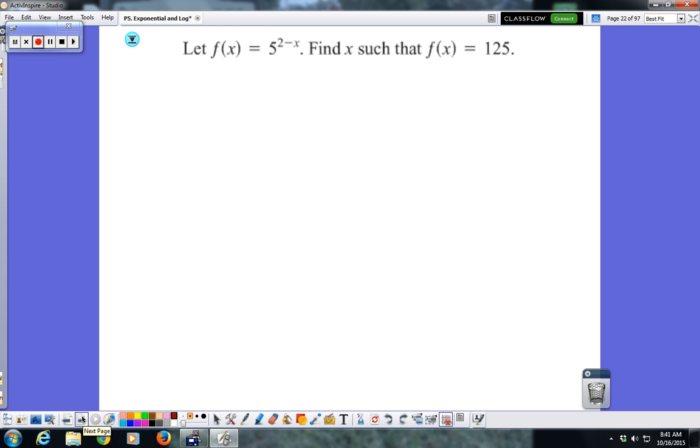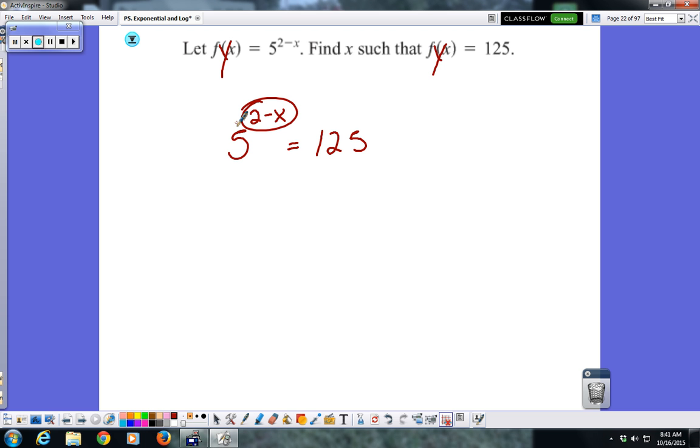Let f of x be 5 to the 2 minus x power, such that f of x, and that's like saying y is this, and we want to make sure the y equals 125. So we're trying to find the value that makes this equal to 125. Here's how I work it. I ask myself, 5 to what power gives me 125? 5 to the first, 5 to the second, I'll do that in my head. Brianna, do you know, 5 to what power is 125? Third.